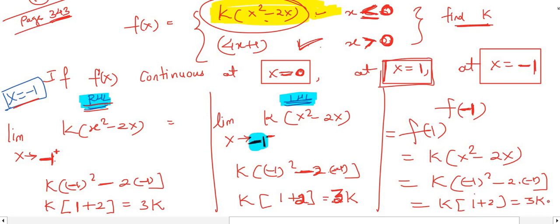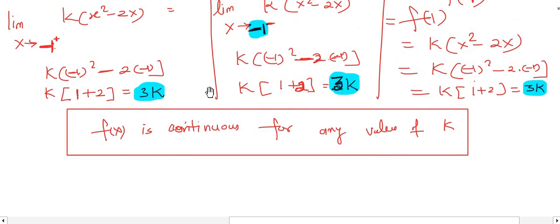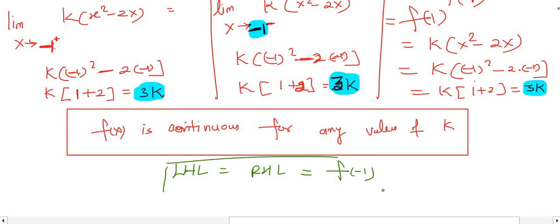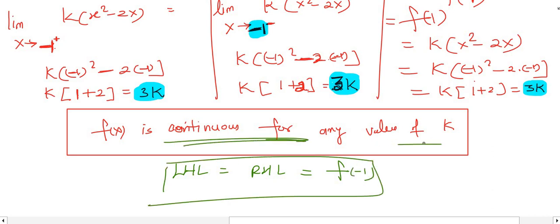So what is the observation here? The observation says that no matter what is the value of k, we are getting RHL is 3k, LHL is also 3k, and function value is also 3k. For all values of k, it will be continuous because we are getting LHL equal to RHL equal to function value at minus 1, correct? So it is continuous for any value of k, no matter what, because we are getting 3k for left hand limit, right hand limit, and function value. Next question.